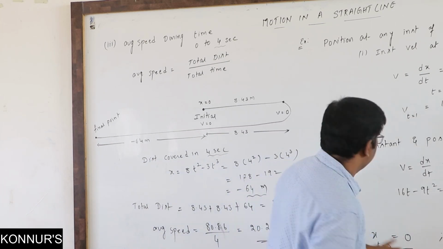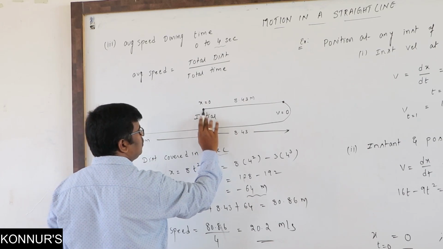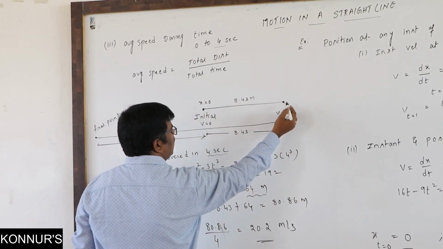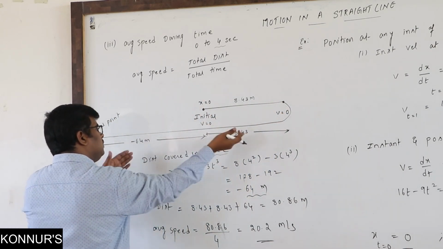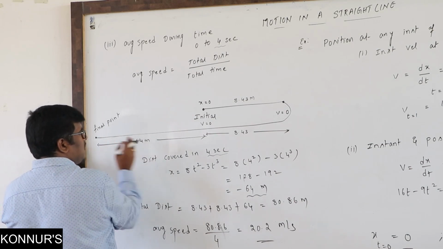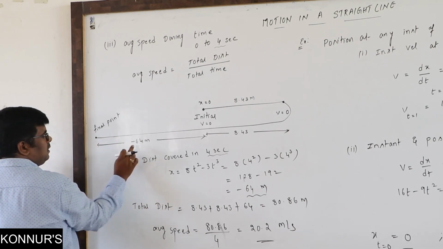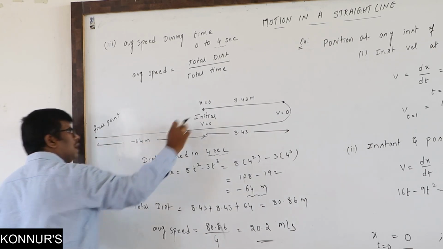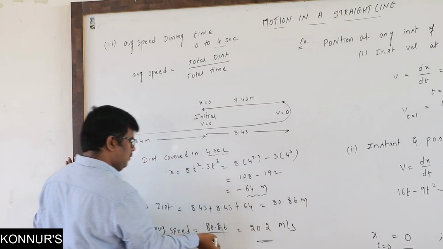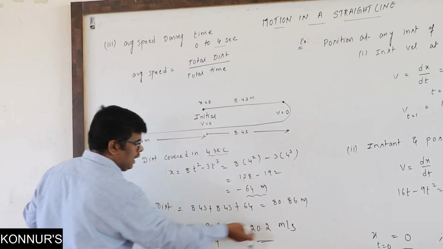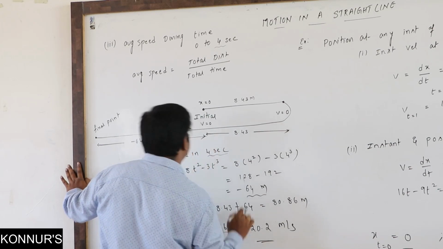So you should understand why we took it like this: at 2 instants the velocity is 0. Till the velocity is 0, the body travels from the initial point x equals 0 to 8.43 meters. From there, in 4 seconds, it goes to minus 64 meters. That is, it returns back and moves along the negative x-axis side up to minus 64 meters. Then the total path length we calculated is 80.86. If you divide by the total time, we get around 20.2 meters per second. This is the average speed.